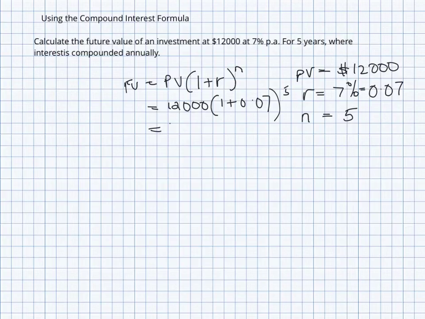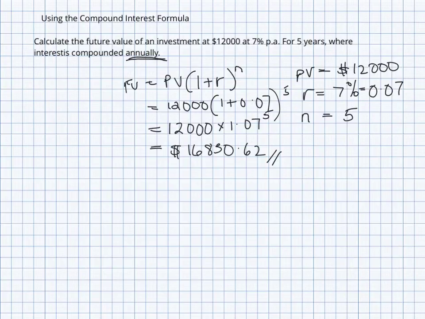You can put it straight like that into your calculator, or you might want to simplify it to get rid of those brackets. If we put those straight into our calculator, we end up finding that our future value, if you invested that $12,000, would be $16,830.62. Not a bad amount to invest. Now that's fine for when it gets compounded annually, but what happens when we get things compounded quarterly?